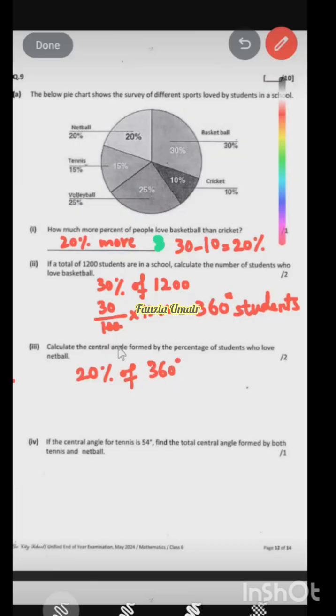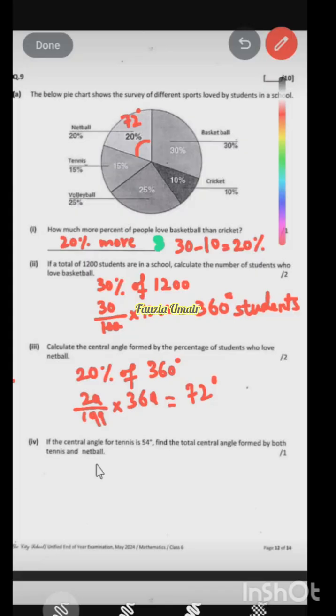Now look, here we can use 20% or we can use a fraction. 20% means 20/100. So why have I multiplied with 360? Because I want to find out the angle. So you will do it like this. Cancel these zeros. So 36 into 2 is 72 degrees. How much is the angle formed here? This is 72 degrees. Is it making sense?